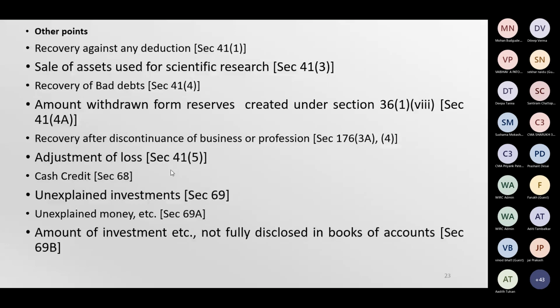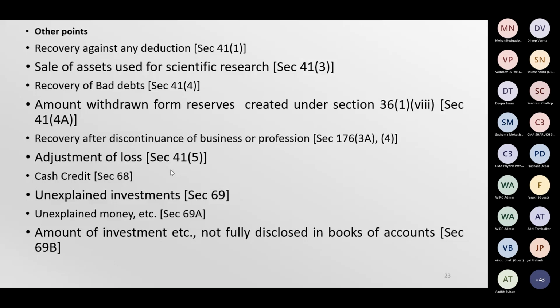Then last few things: recovery against any deductions, we have seen in the basic concept also. If you have claimed any deduction and there is any recovery against that, then it becomes your income for that particular year. Then sale of asset for scientific research, if you sell that asset before the stipulated time, then the exemption is withdrawn and there are tax implications. Recovery of bad debts, we have already explained. Then amount withdrawn from certain reserves, that is one part.